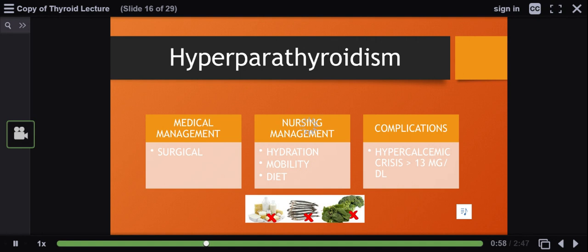We'd also want to make sure that they are taking no thiazide diuretics, as these medications decrease renal calcium secretion, which would cause an increase in calcium levels in the bloodstream. As far as mobility, we want to encourage physical activity as much as possible, as we know bed rest leads to even more calcium excretion from the bones.